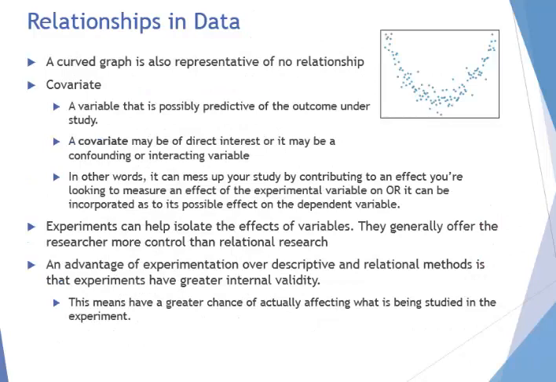Other issues regarding relationships in data include that a curved graph is also representative of no relationship. Here I can see it went all the way down and then went all the way back up. I mean, I guess there is a relationship, but there's no overall relationship. You can't say there's a positive correlation or you can't say there's a negative correlation. You may say there's a negative correlation between this point and this point, and a positive correlation between this point and this point, but overall there's no relationship.